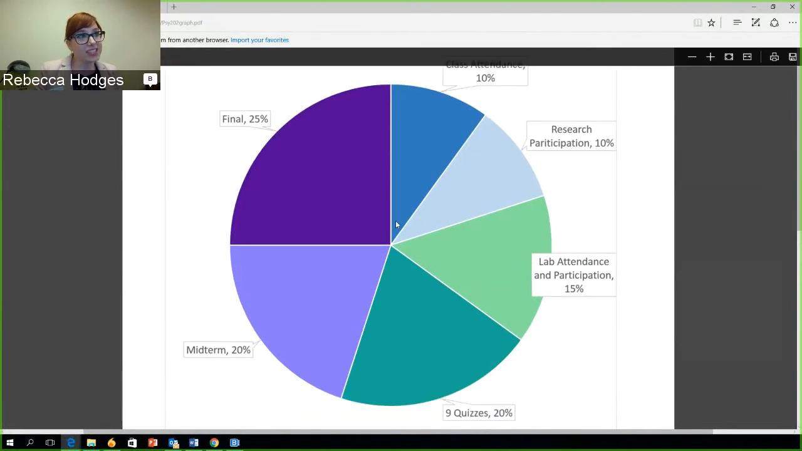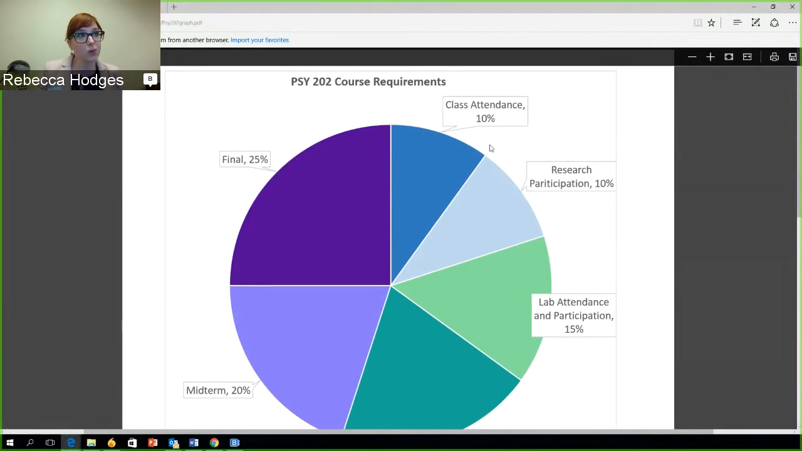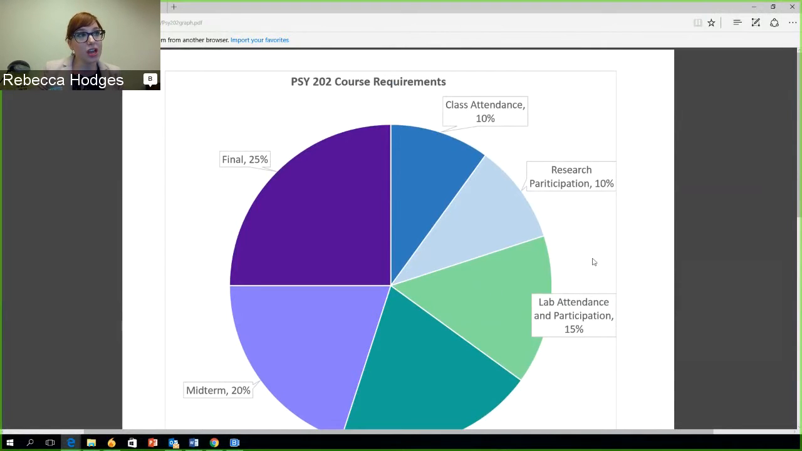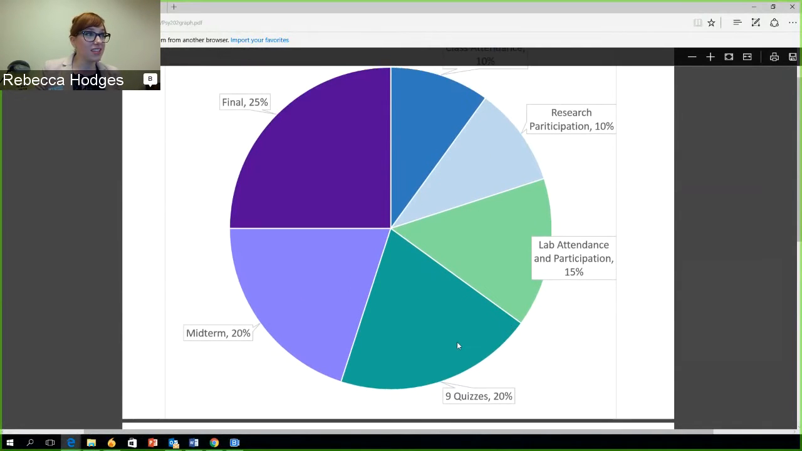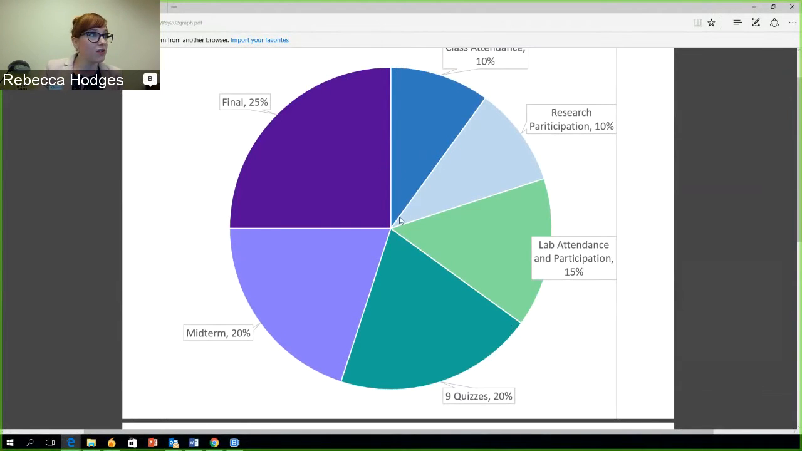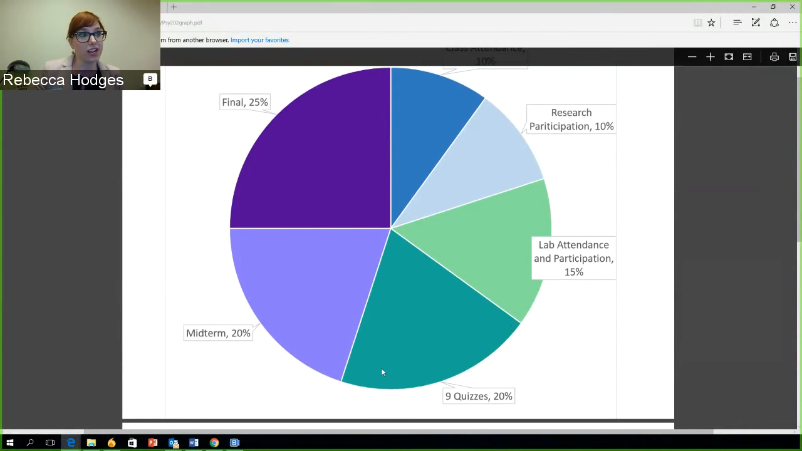So you can see here, class attendance is worth 10% of your grade. That might not seem like very much, but it's also a pretty easy way to increase your overall grade by 10% if you're participating and attending class every day. You can also see that the midterm and the final are worth quite a bit. The final is worth 25% of the grade overall, and the midterm is worth 20%. So they're worth a large portion of the overall grade.